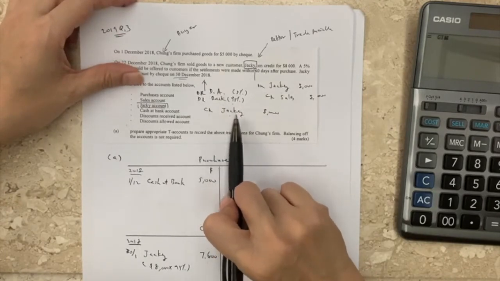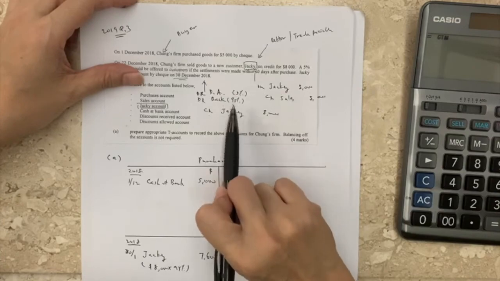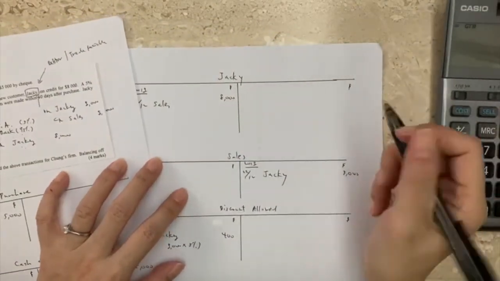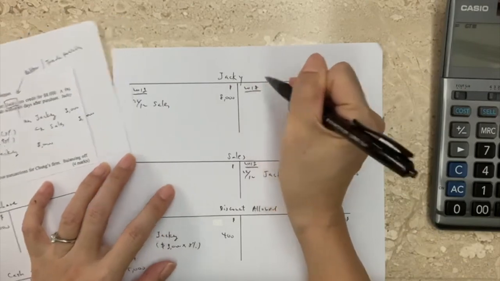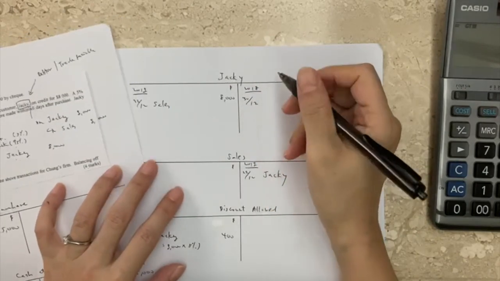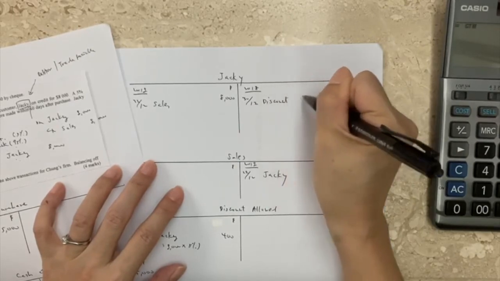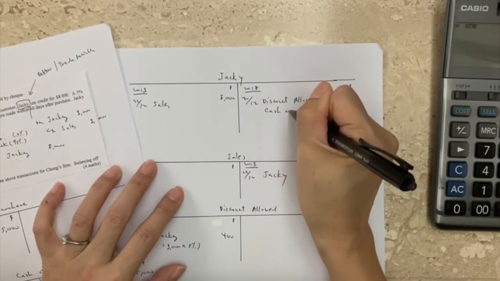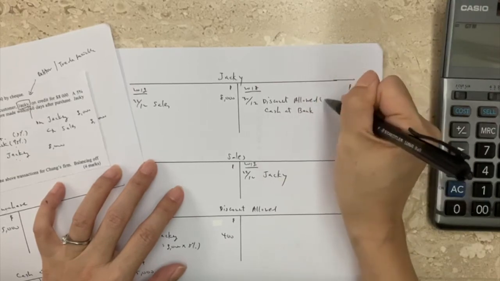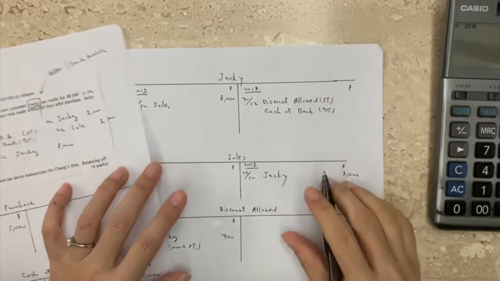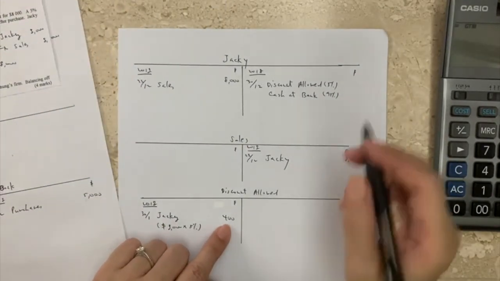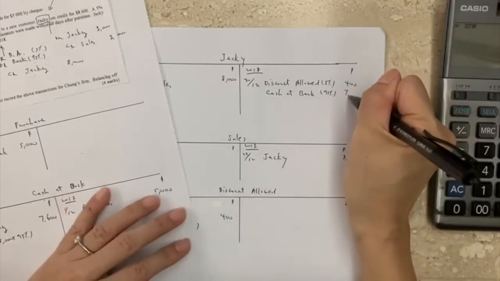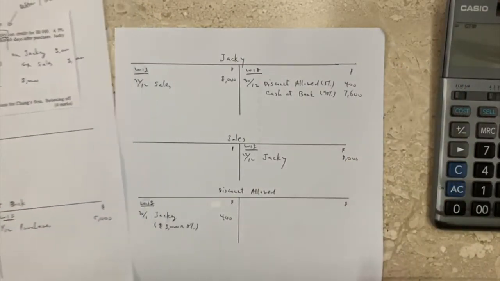Now I come to credit Jackie, and then you have to split this 8,000 into 5% and 95%. So this is my Jackie's account. I need to split this 8,000. So 2018 and then 30th of December, because of discounts allowed. This is the reason and description, and then I have cash at bank. This is 5%, this is 95%. Okay, so how much is discount allowed? I get discount allowed here as well, 400. And how much is cheque received? 7,600. Okay, all right.